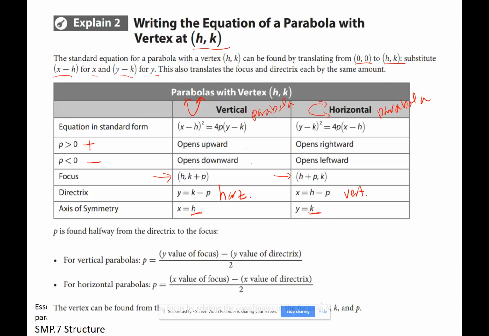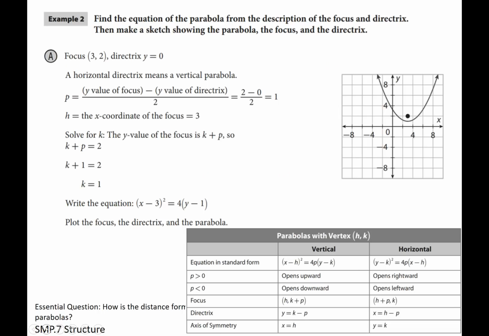And then we started doing this yesterday, this little formula. We basically take the focus and the directrix, subtract them and divide by 2, and that will get us the p value, depending upon which one it is. It depends on whether we're horizontal or vertical as to whether we use the y value or the x value. The vertex can be found from the focus by relating the coordinates of the focus to h, k, and p. So vertical uses a y value for the focus, and horizontal uses an x value for the focus.